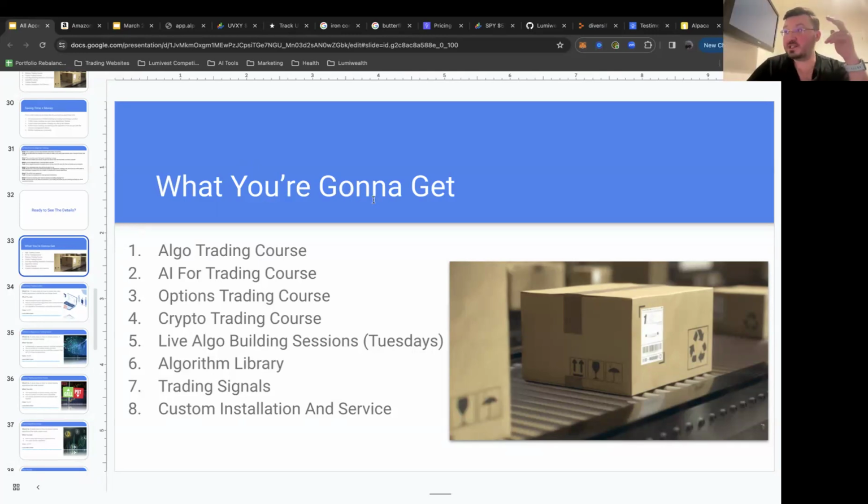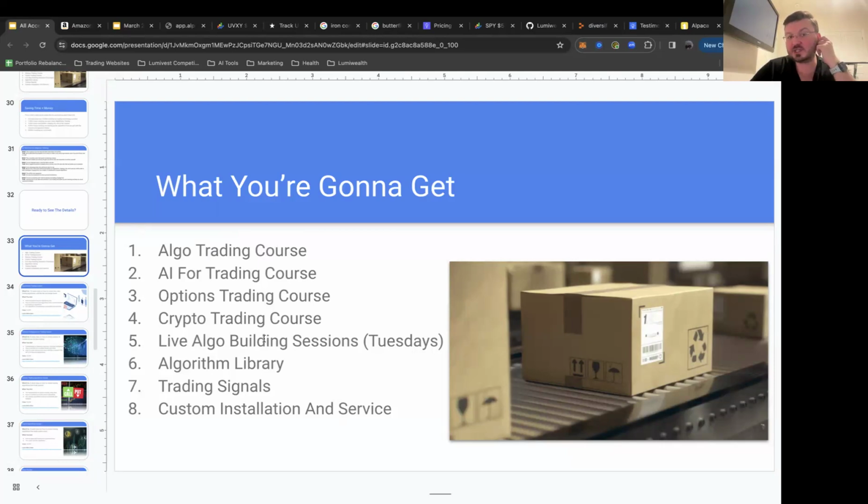Okay, so here's what you guys are going to get as part of our all access plan. And I noticed Chad left and also Sean left. The reason why is because they already bought this. They're already part of our all access plan, so they don't need to hear this again. But for those of you that aren't part of it, here's basically what you'll get in the all access plan.